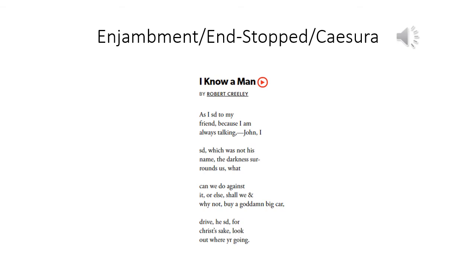Always talking, John I. Now we get the caesura, right? The break, the bleeding over of "John I" to the second stanza, "said." So this whole poem is enjambed and caesuraed. Caesuraed between sentences or between stanzas and enjambed between lines. And then we sort of get the end stop at the very end of the poem, right? Not all poetry you're going to see this semester ends with an end stop. Not all poetry has a period at the very end.